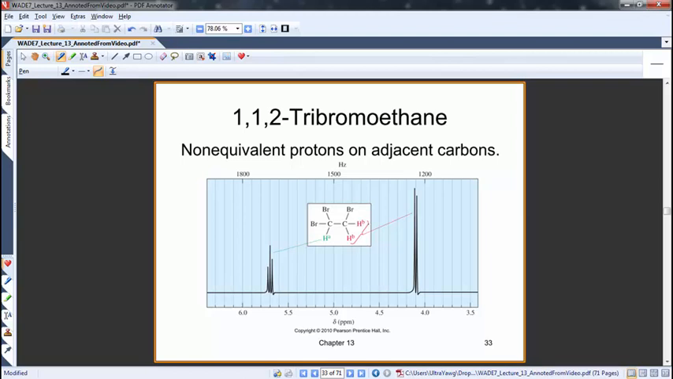Normally we would say we have two types of protons. We have the HA proton, the hydrogen that's on the carbon that has two bromines, and we have the hydrogen that's on the carbon that has one bromine. Those are our two types, so we should see two signals, and indeed we do. We see a signal here and a signal there. However, because HA has a neighbor, i.e. HB, the magnetic field of B from the nucleus interferes with the magnetic field of A.